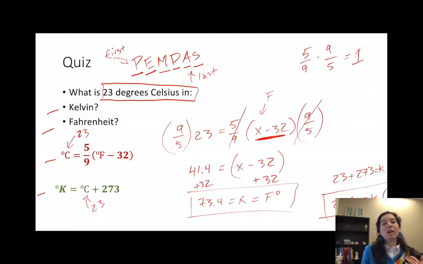So that's it for density and unit conversion in relation to density. There will be more example problems like this on your homework that kind of tie this concept together.